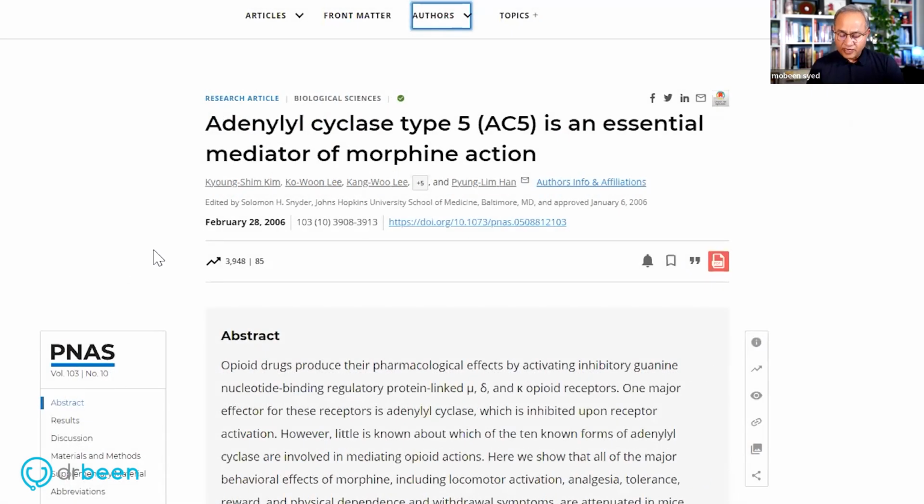Adenylyl cyclase type 5 is an essential mediator of morphine action. So this is a very important concept to keep in mind. As we look at the lecture today, we will see that opioid agonists will activate some G protein receptors that would eventually cause the adenylyl cyclase enzyme to become modulated. There are many classes of adenylyl cyclase enzyme, so the question is, which one? Not many people know this. It is the adenylyl cyclase type 5 enzyme that is modulated. So keep in mind, this was a rare thing to find.